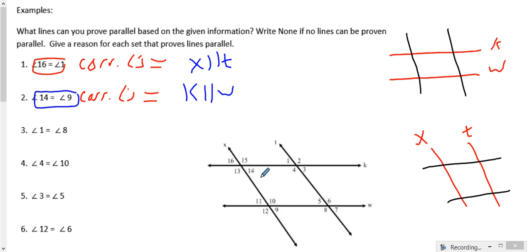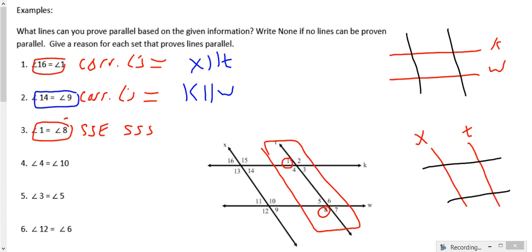One and 8. Now they are connected by the transversal T. They look like they are outside the parallel lines, so exterior, and same side of the transversal. So these are same side exterior angles. But we said that if that's the case, then they must be supplemental in order for lines to be parallel. And they tell us that they are equal. So that will not work.